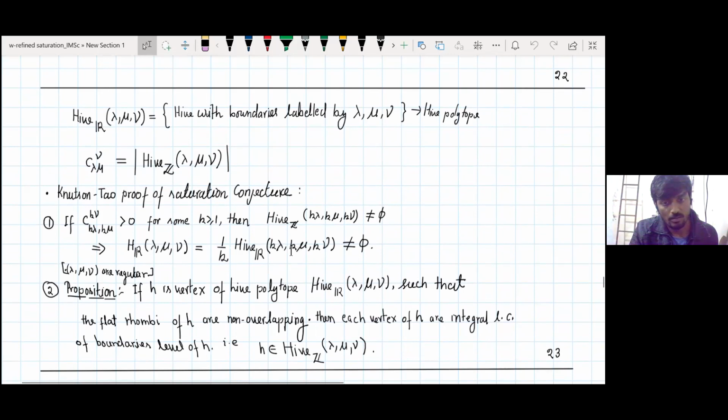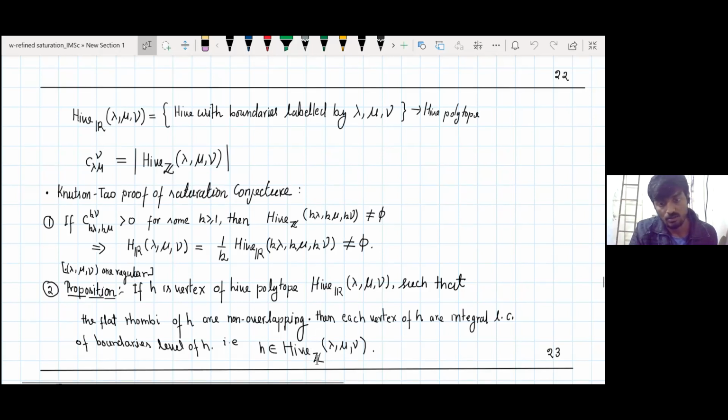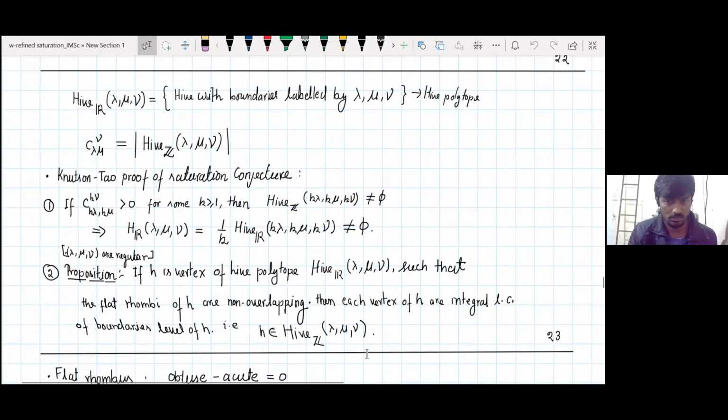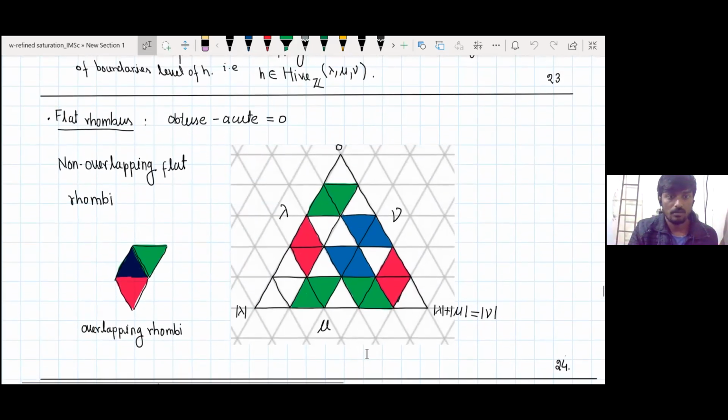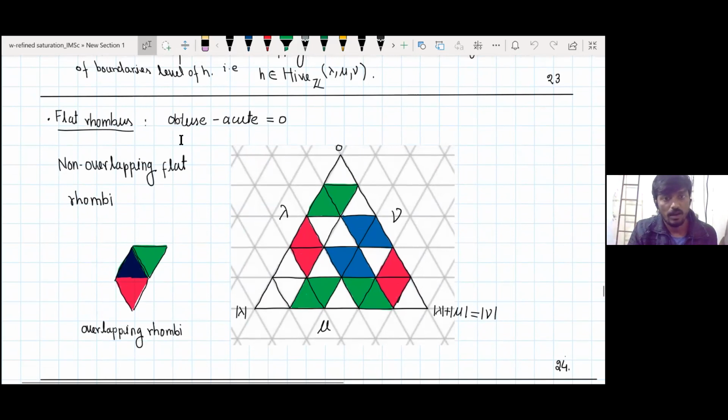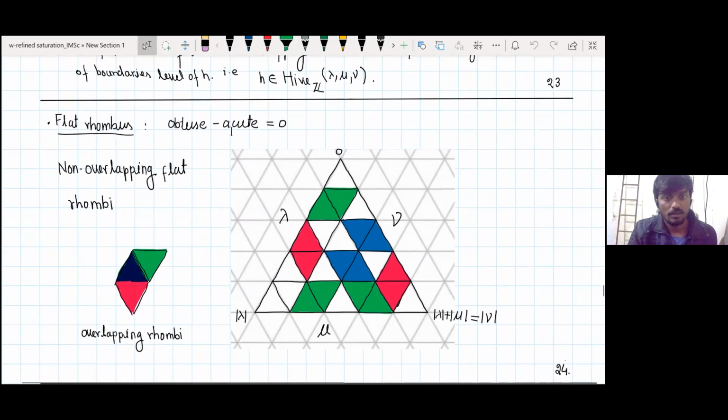If the boundaries are all labeled by k lambda, k mu, k nu, those are all integers, and the inner vertices are linear combinations of these, so they are also divisible by k. That's how H belongs to the hive polytope of lambda, mu, nu as well, and that's how they prove the saturation conjecture. So let me define what a flat rhombus is. We say a rhombus is flat when obtuse minus acute is equal to 0. Here we put the restriction equal to 0, whereas before the rhombus inequality was bigger than or equal to 0.